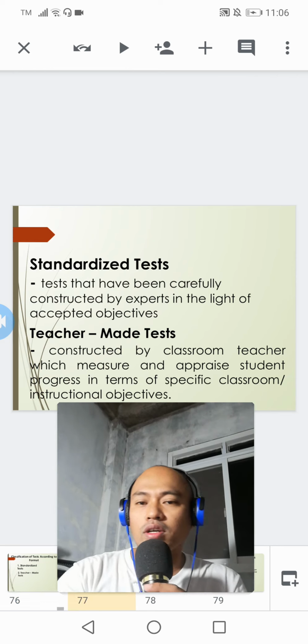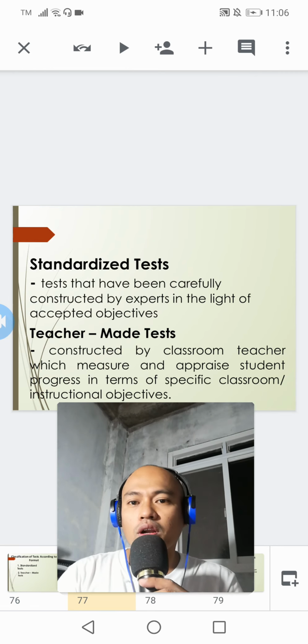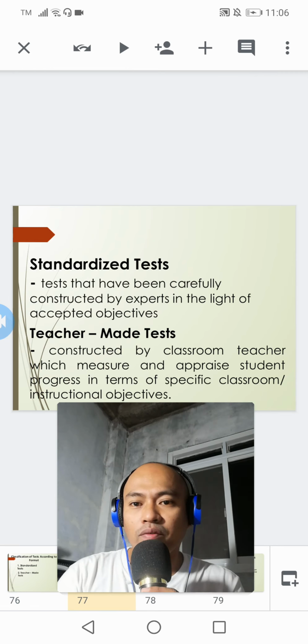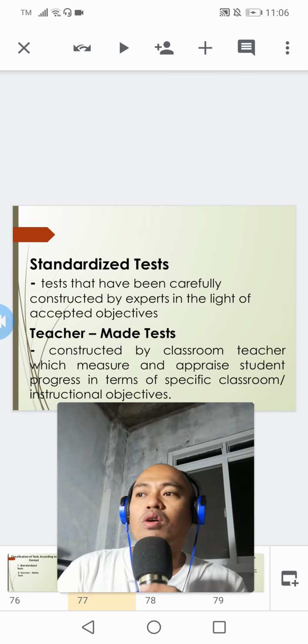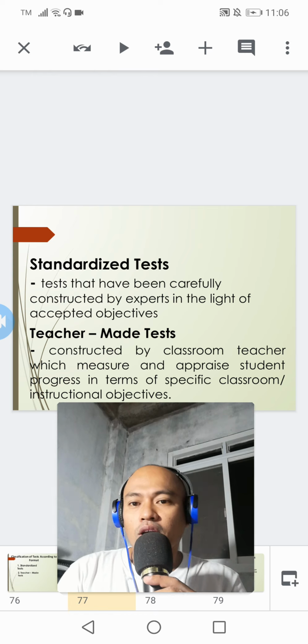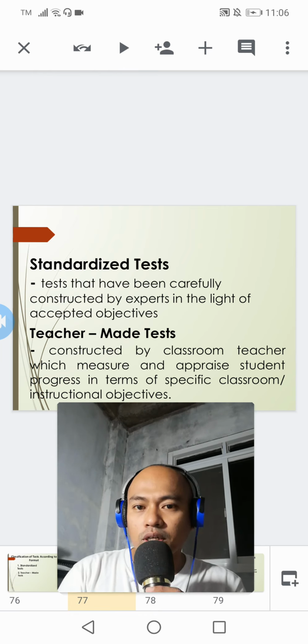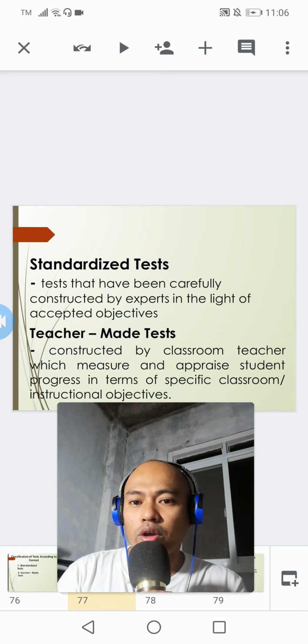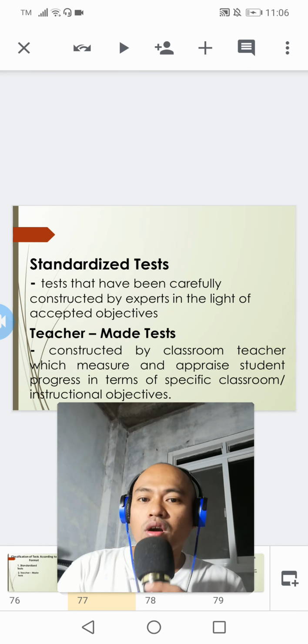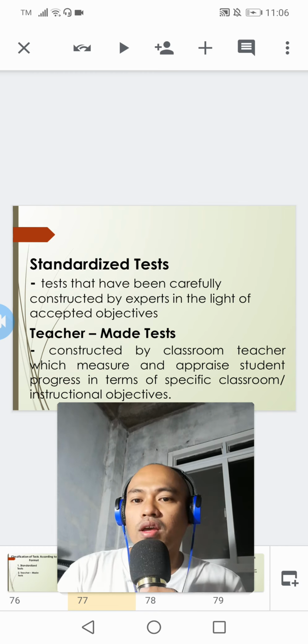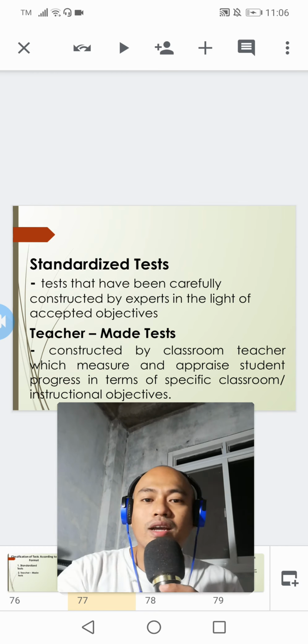When we say standardized tests, these are tests that have been carefully constructed by experts in the light of accepted objectives. And for the teacher-made tests, these are constructed by classroom teachers, which measure and appraise student progress in terms of specific classroom and instructional objectives.